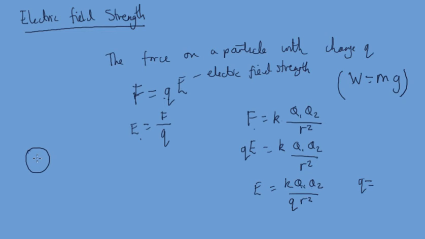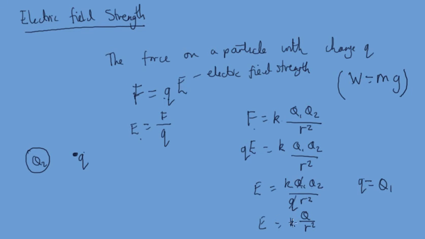So let's just draw what we've got. We'll call this Q2, and Q2 is making this electric field, and then you've got this particle Q in this electric field, so Q is equal to big Q1. So that one and that one will cancel, so E is equal to the constant K Q over R squared.